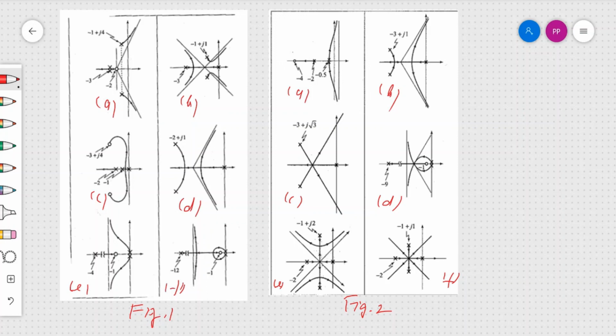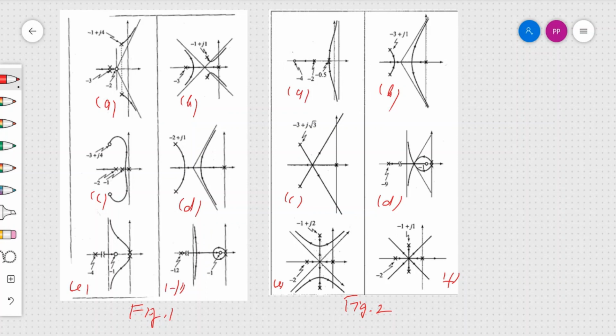Similarly, you can see the figure 1c, where we have a pair of zeros at minus 1 plus j4, and we have 3 poles, one at the origin, another at the minus 1, another at the minus 2. So this is also very commonly asked question. Similarly, in figure 2 we can see that the presence of double pole at minus 0.5, one pole at minus 2 and one 0 at minus 4 will give the shape of the root locus like a bow.